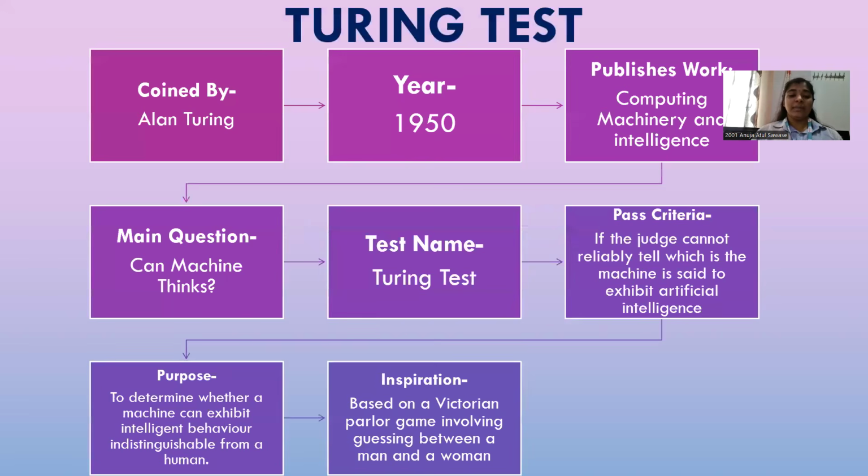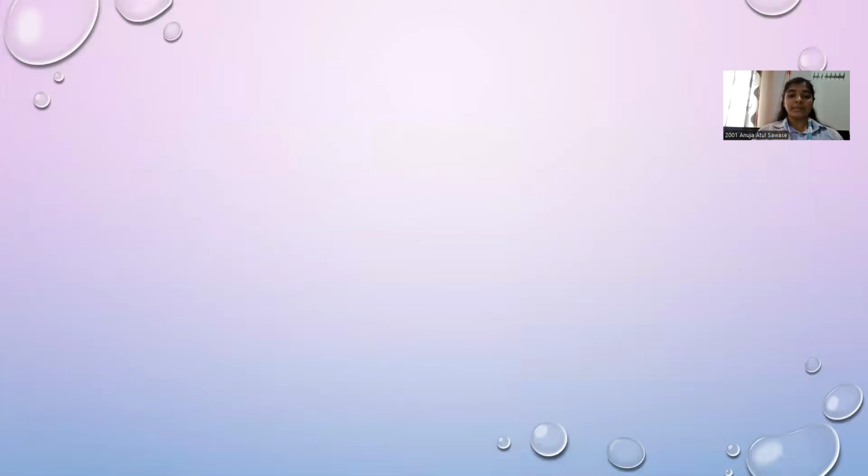Then the Turing test. The Turing test was coined by Alan Turing in the year 1950, published in his work Computing Machinery and Intelligence. The main question in the Turing test is, can machines think? The test name is the Turing test. Passing criteria: if the judge cannot reliably tell which is the machine, the machine is said to exhibit artificial intelligence. The purpose of the Turing test is to determine whether a machine can exhibit intelligent behavior indistinguishable from a human. The inspiration for the Turing test is a Victorian parlor game involving guessing between a man and a woman.